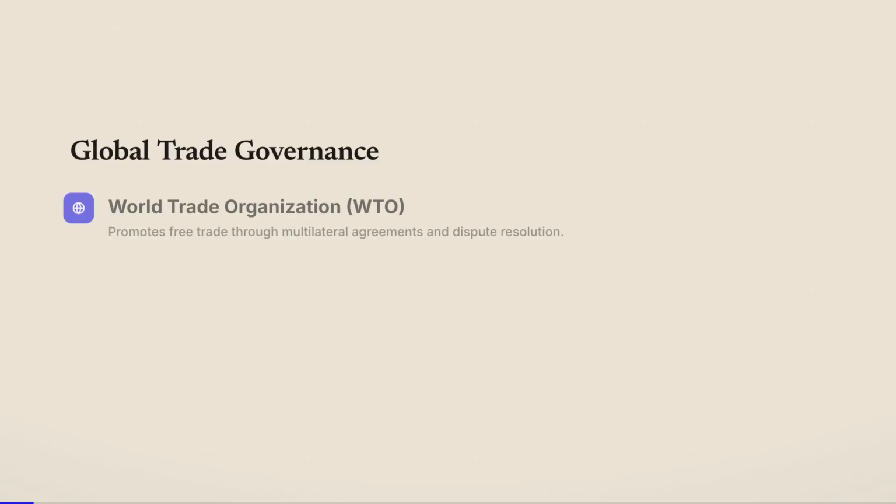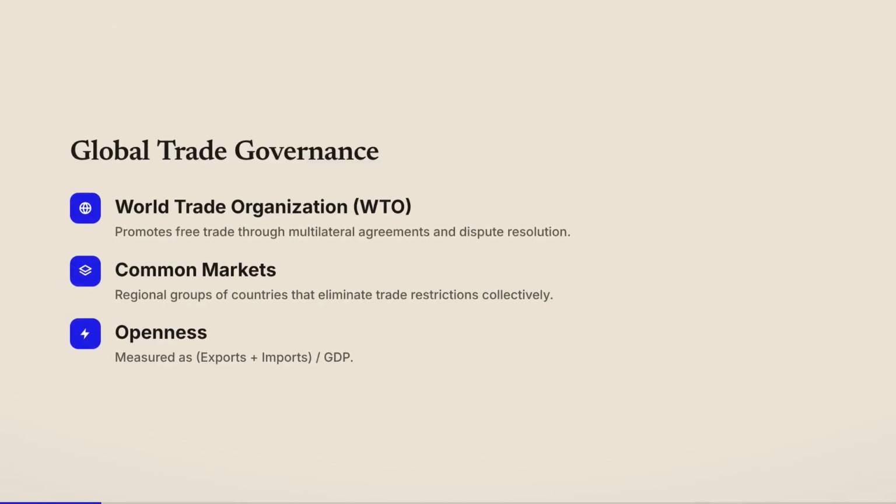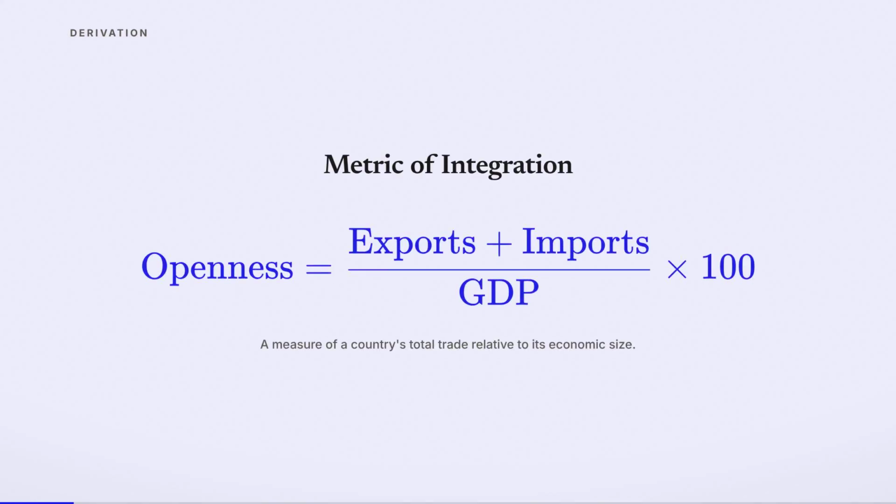To prevent trade wars, we have the World Trade Organization, or WTO. This multilateral organization promotes free trade by setting rules and resolving disputes. The WTO encourages the formation of common markets, groups of countries that agree to minimize or eliminate trade restrictions among themselves. By reducing tariffs and quotas collectively, these nations aim for higher efficiency and stronger economic ties, moving toward a truly globalized goods market.